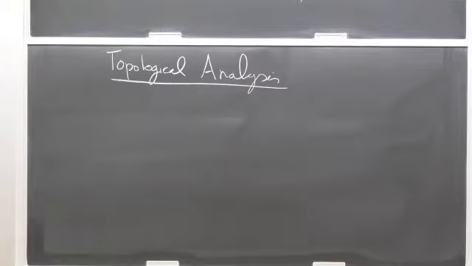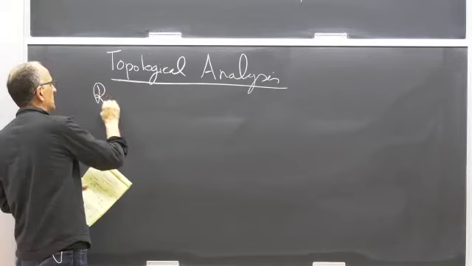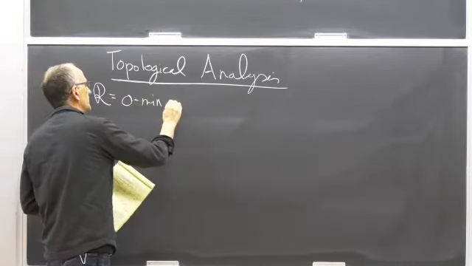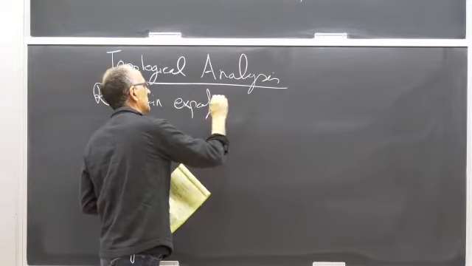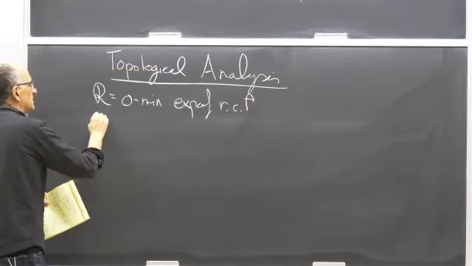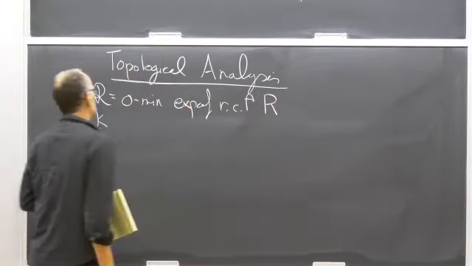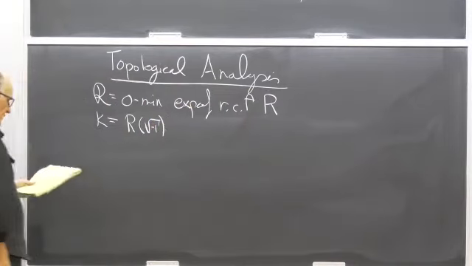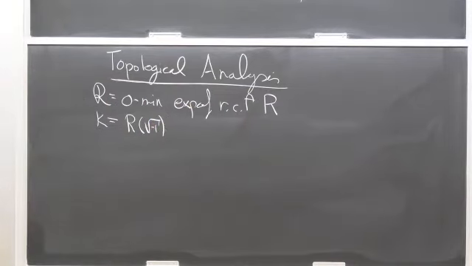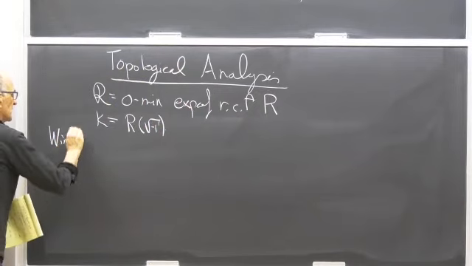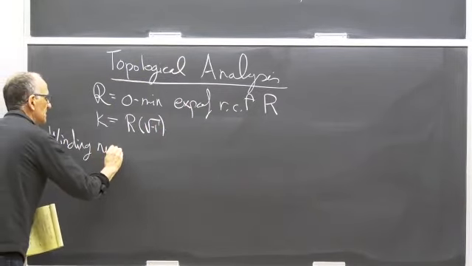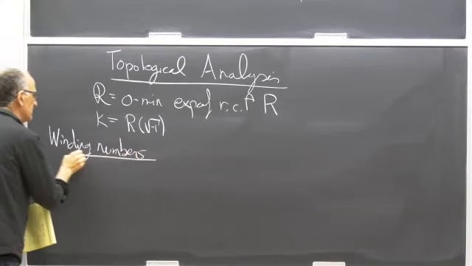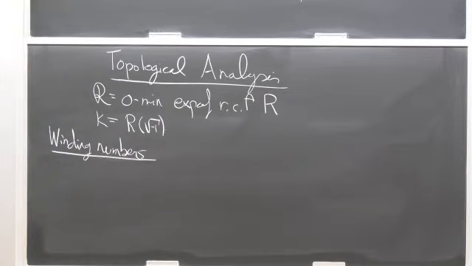Okay, so now we're back to the general setting. R is an o-minimal expansion of a real closed field, K is the algebraic closure of R. And what I want to do today is to talk about winding numbers. As I said, this is the replacement for integration and power series, actually, in the setting of this general o-minimal structure.